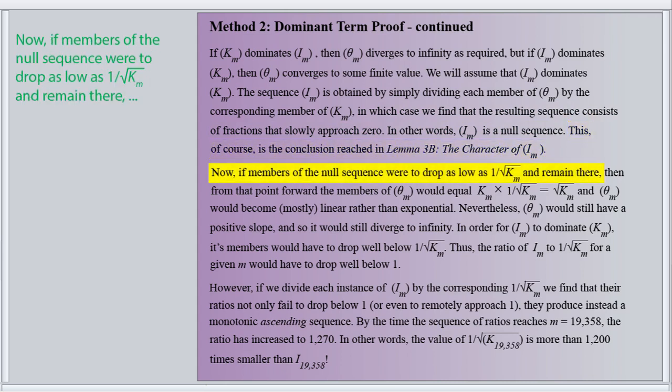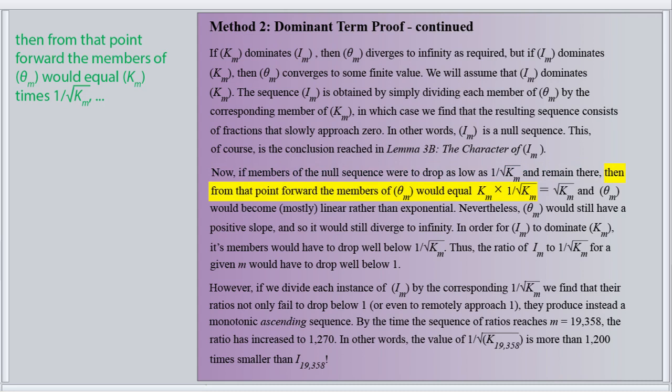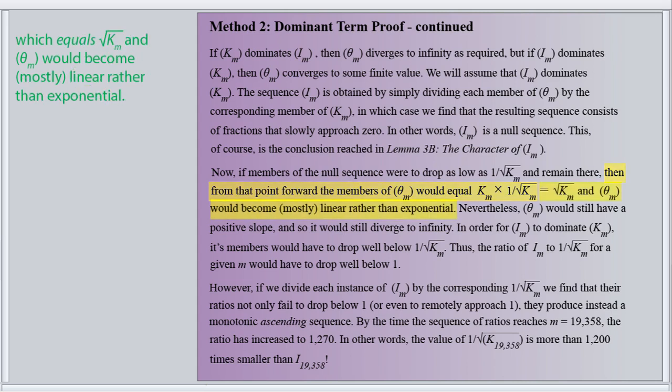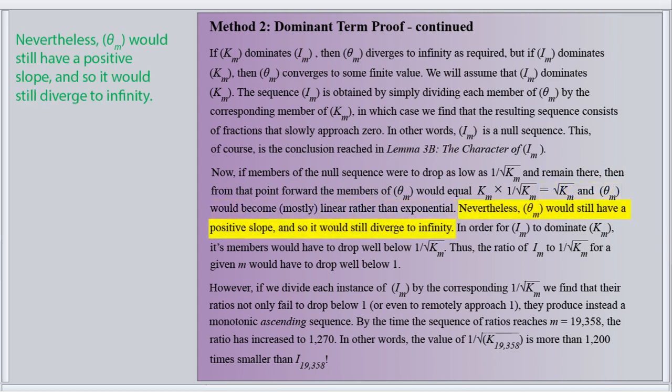This, of course, is the conclusion reached in lemma 3b, the character of I. Now, if members of the null sequence were to drop as low as 1 over the square root of k and remain there, then from that point forward the members of theta would equal k times 1 over the square root of k, which equals the square root of k, and theta would become mostly linear rather than exponential. Nevertheless, theta would still have a positive slope, and so it would still diverge to infinity.